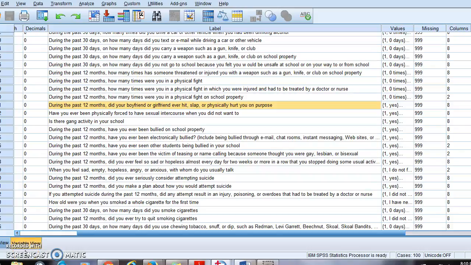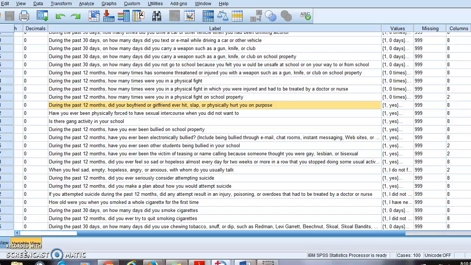Today we'll be talking about chi-square, and chi-square measures relationships between either two nominal variables or two ordinal variables. So here is my SPSS data set, and it is from the Youth Risk Behavior Survey from Guilford County High Schools.